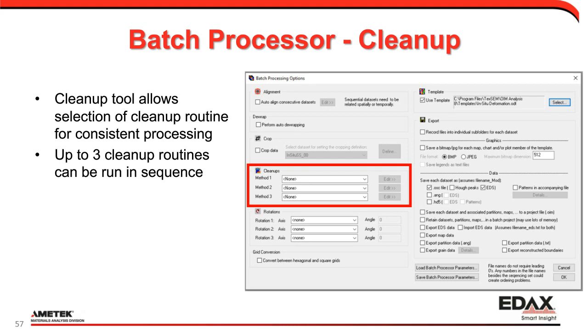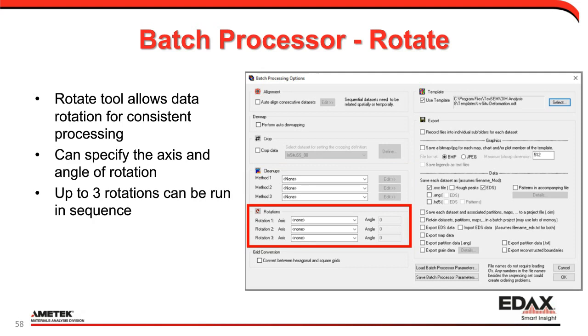And then we have a rotate as well. We have the full 3-dimensional orientation data. Sometimes we want to represent things in a specific reference frame, so we can do up to 3 rotations where we specify the axis and angle of rotation. Again, when you're doing this with multiple scans, it's very nice to do this as a consistent batch so that you don't forget one and have one that's difficult to compare.